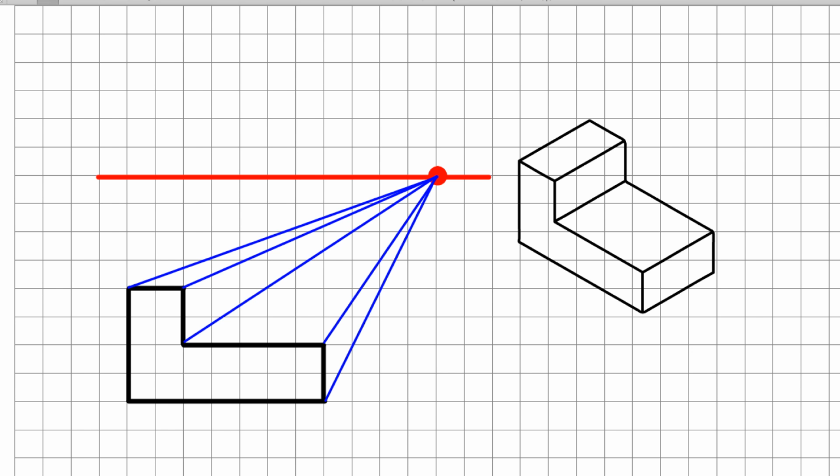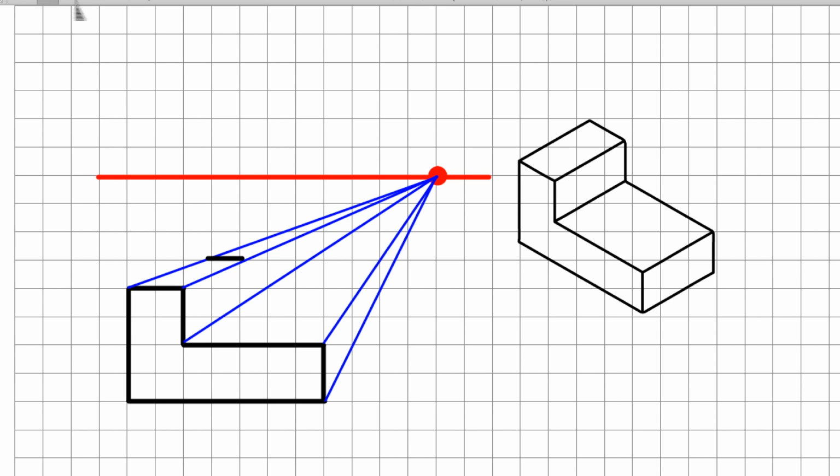The nice thing about perspective drawing is you can't really be too wrong about this. You're just trying to get it to look generally like it does on the isometric. So close is good enough in this case. And for close, I'm going to say that the depth of this object is right about there.